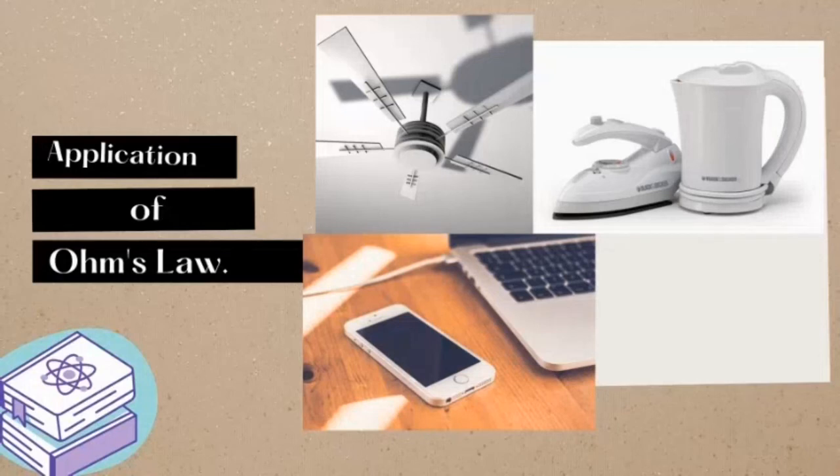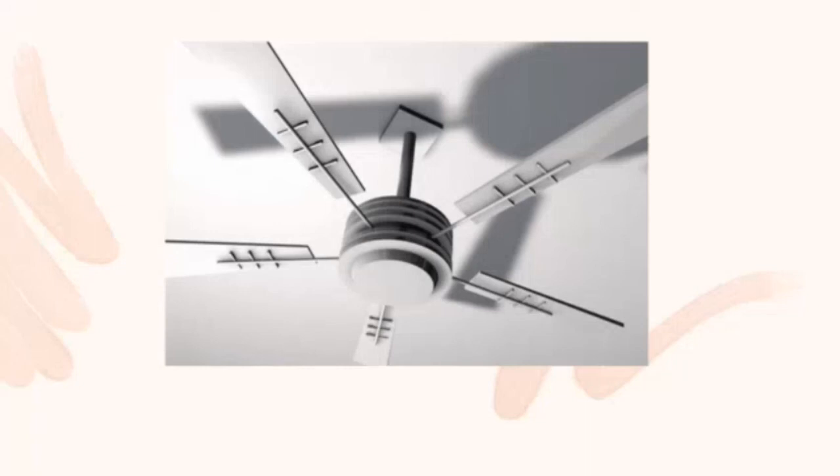There are examples of Ohm's law application in daily life, such as conventional domestic fans. We can control the speed of the fans at our homes by moving the regulator. Here, the current flowing through the fan is controlled by regulating the resistance through the regulator.